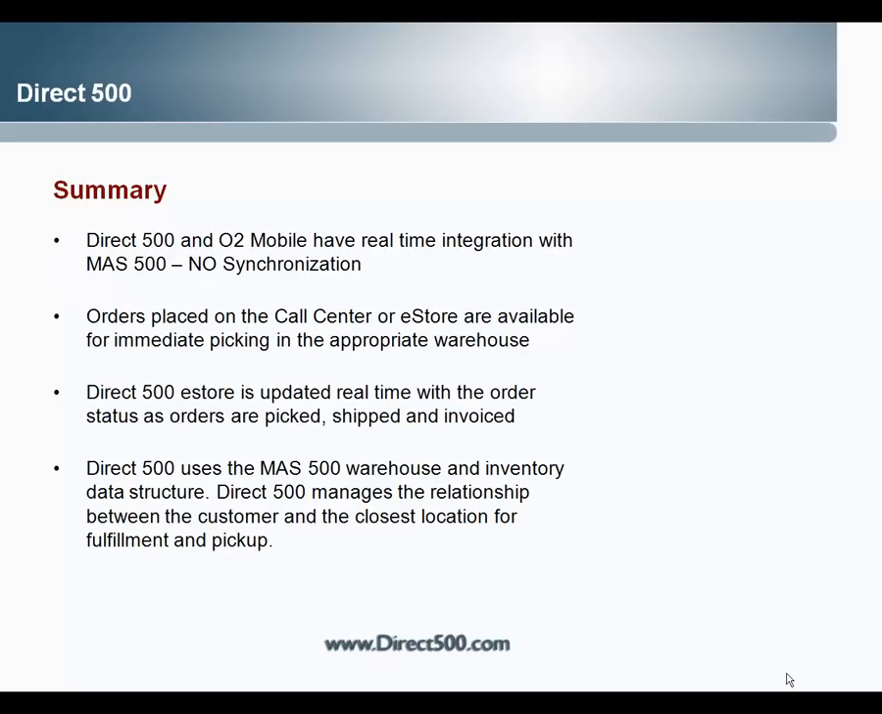Now Direct 500 also manages the MAS 500 warehouse and inventory data structure. So we're using that same data structure as MAS 500. The Direct 500 relationship with the customer: we know the address. We know the closest warehouse. Also, Direct 500 allows us to have a primary warehouse and a secondary warehouse to look for inventory, and then give the customer the option if they'd like to look at other warehouses for shopping and fulfillment.